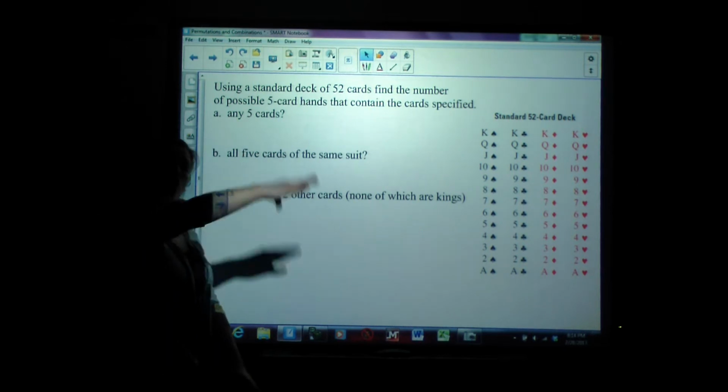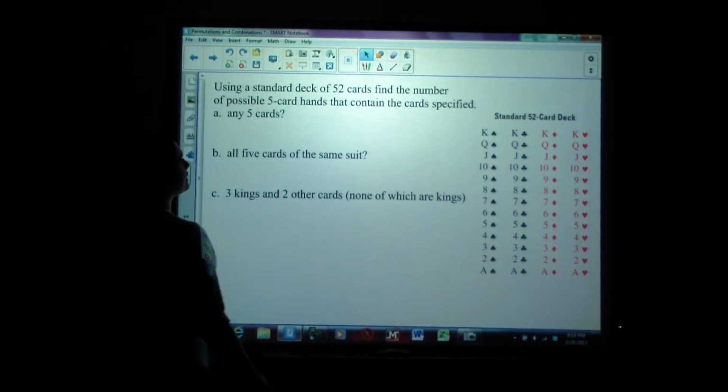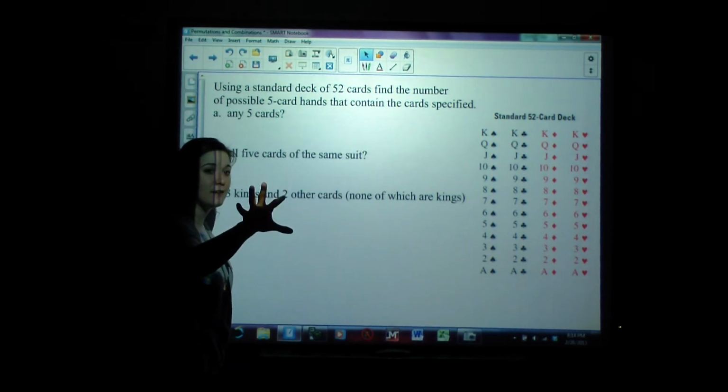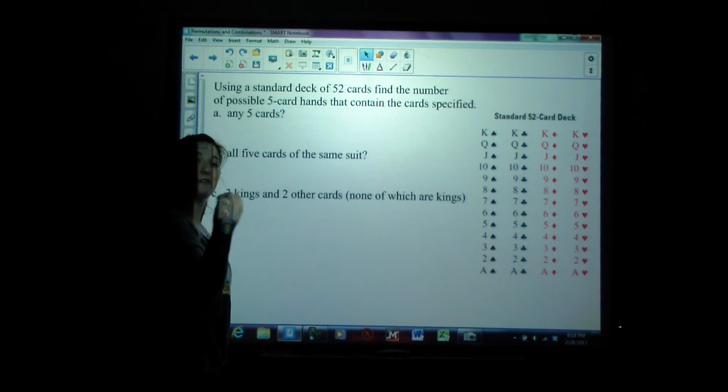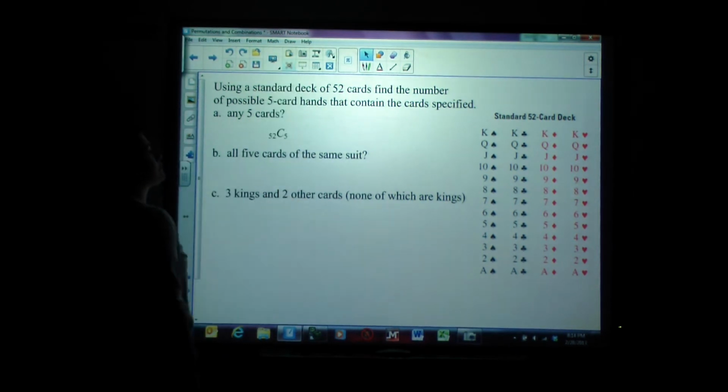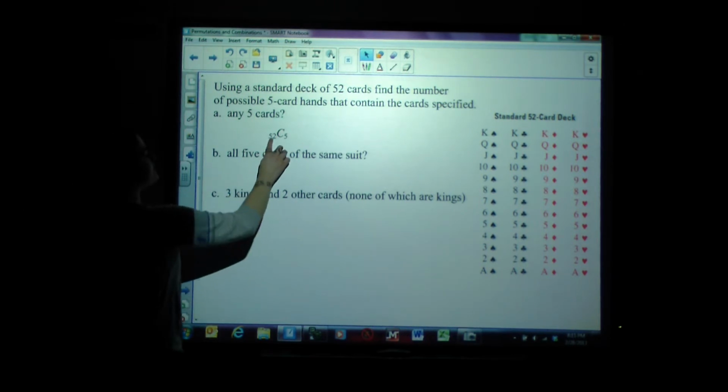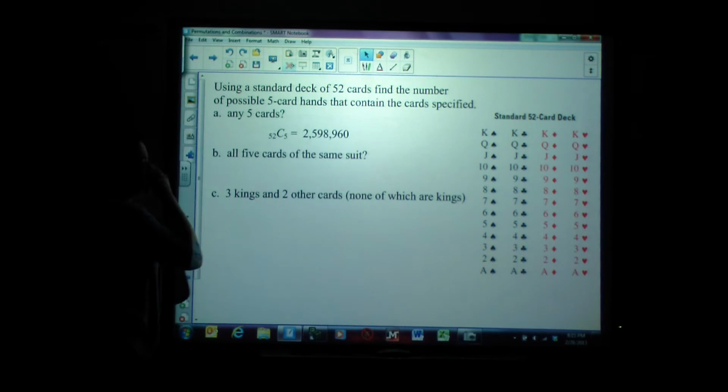Well, how many total cards are there to choose from? The answer is 52. And how many am I being dealt? 5. Again, does the order matter? No. That's why the number of ways to be dealt 5 cards is simply 52 combinations of 5. And if I take 52 combinations of 5 in my calculator, I find that there's actually 2,598,960 different ways to be dealt any 5 cards.